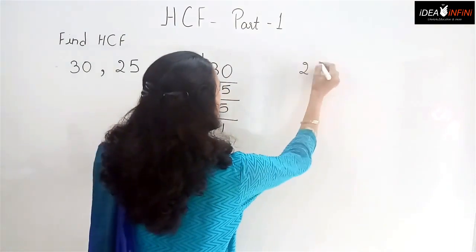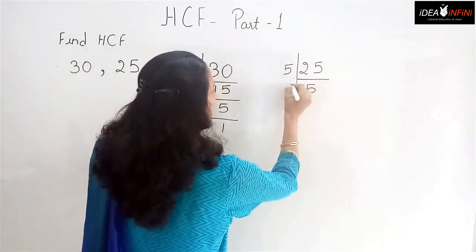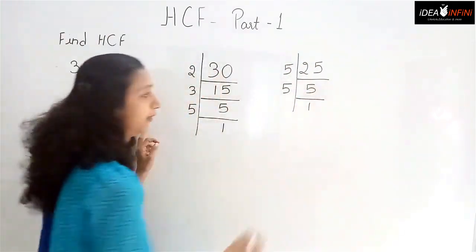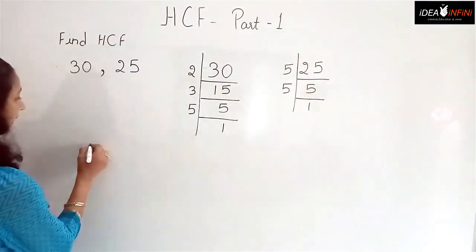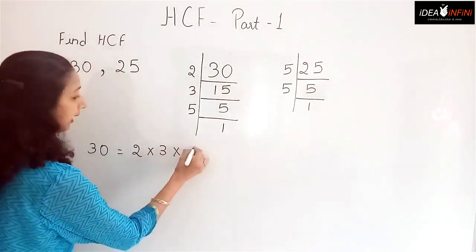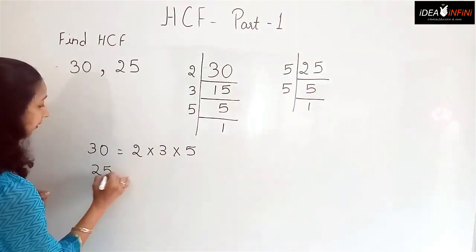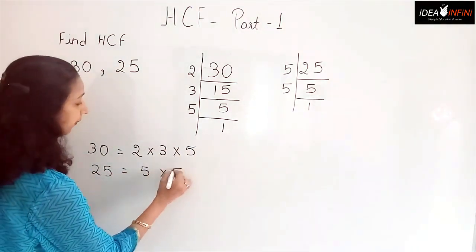Similarly, we find out the factors for 25. 25 is divisible only by 5. So we get these factors 5, 5 and 1. We write the factors one below the other, 2 into 3 into 5. There is no need to write a 1. And then 25, that means 5 into 5.